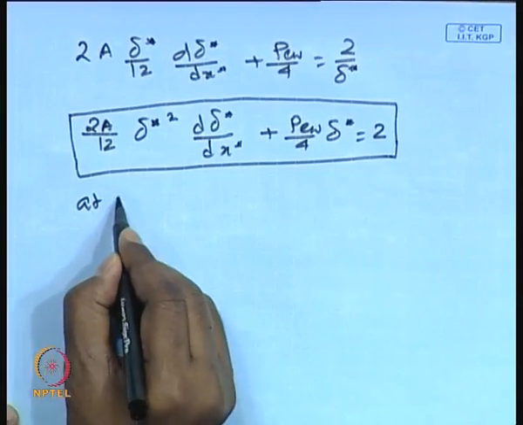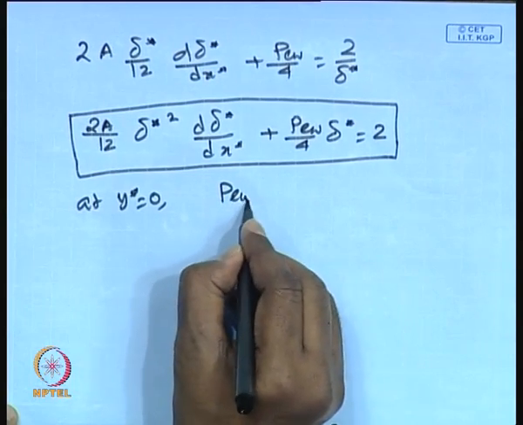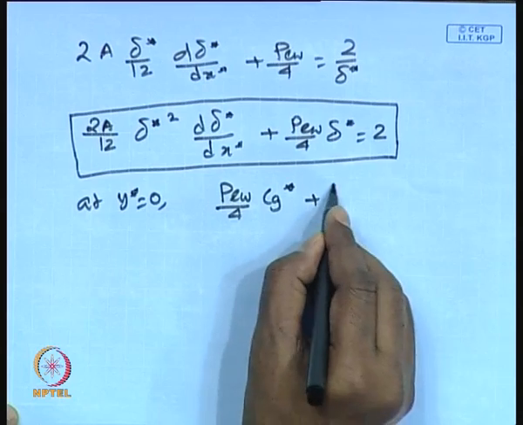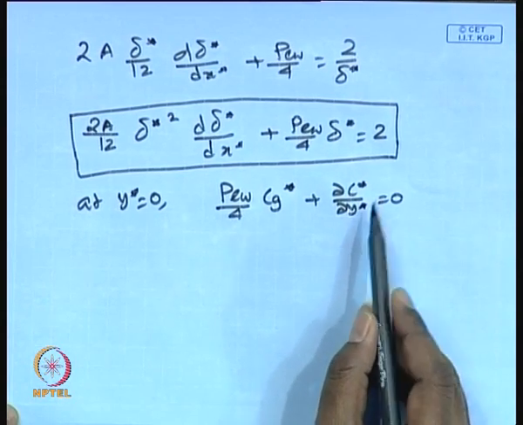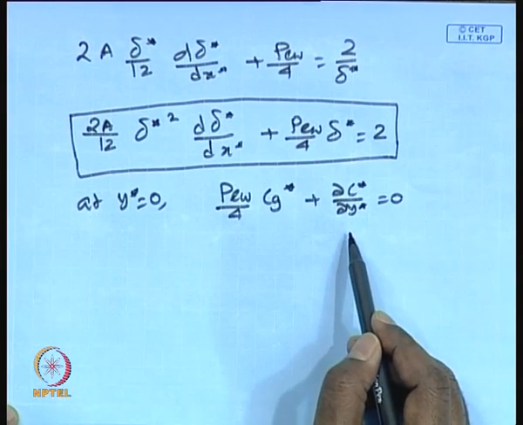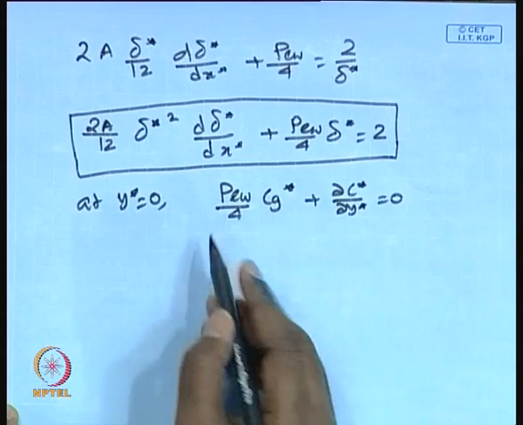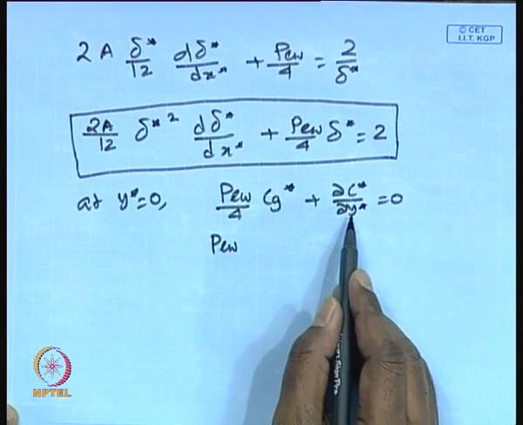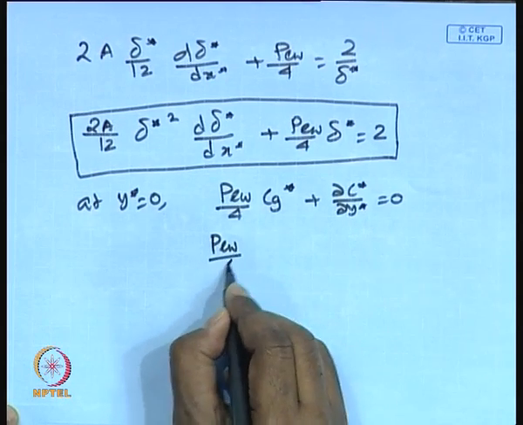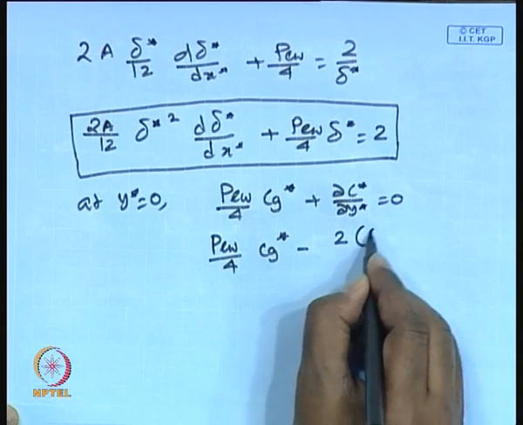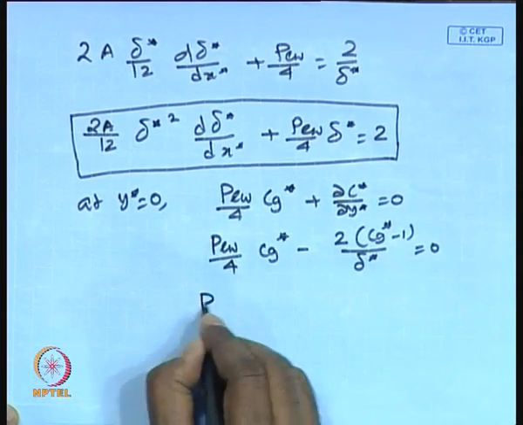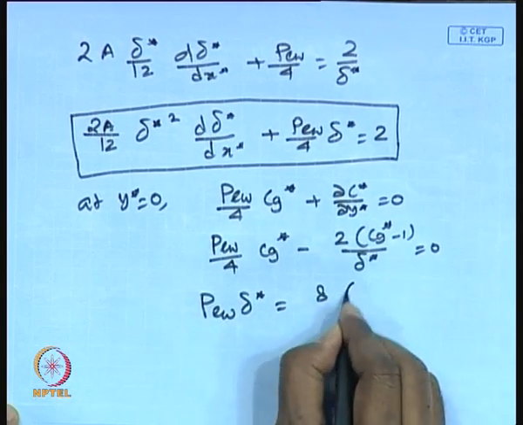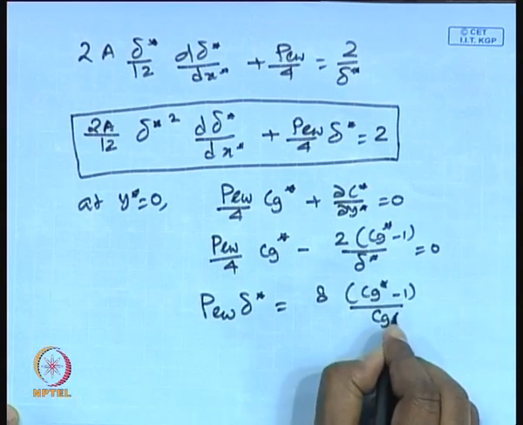What is that equation? The boundary condition at y is equal to 0. If you look into the boundary condition at y is equal to 0, that means at y star equal to 0, the boundary condition was pw by 4 cg star plus del c star del y star is equal to 0. Now, what can we do? We can substitute the derivative del c star del y star in terms of delta and evaluate it at y star equal to 0. What you will get, as we have already done, is pw by 4 cg star minus 2 (cg star minus 1) divided by delta star is equal to 0. Okay. So, on simplification you will be getting pw delta star is nothing but 8 times (cg star minus 1) divided by cg star.